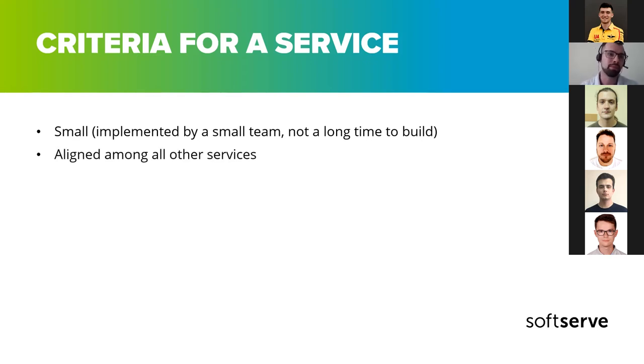Okay, the next one, it should be aligned with all other services. What does it mean? It should be in line in the way it communicates with the rest of the system. For example, if we have a cluster of services that are communicating using a message bus, and then there is one more service that communicates synchronously over direct HTTP communication with the rest of the services, it doesn't align well, and that system probably wouldn't work well. I think there might be reasons to do so in some cases. So we don't put any restrictions on the design, but as a rule of thumb, it should always be aligned with the other services.